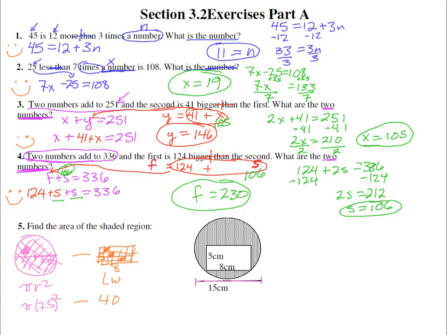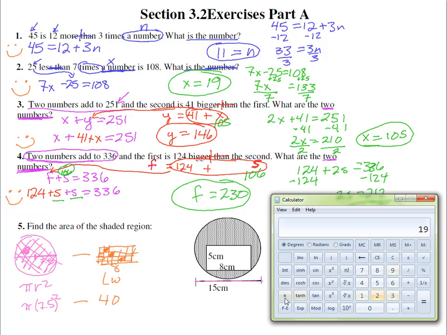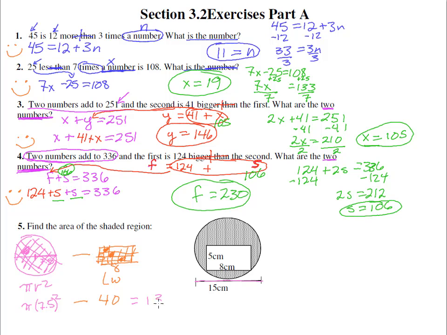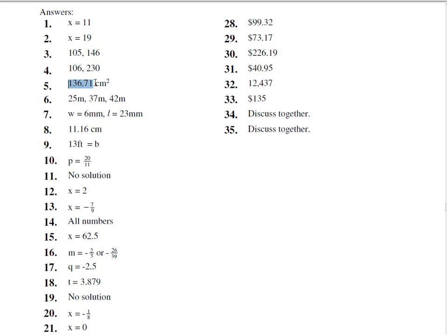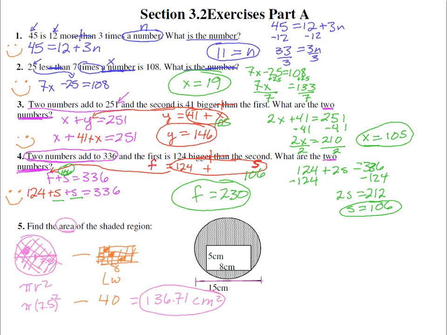Let's pull out our calculator and punch that in. We have pi times 7.5 squared minus 40 equals, and we get 136.71. Now we're finding an area, which means that since we were in centimeters, this will be centimeters squared, or square centimeters. Let's double check our answer. 136.71 centimeters squared. It's correct. Good.